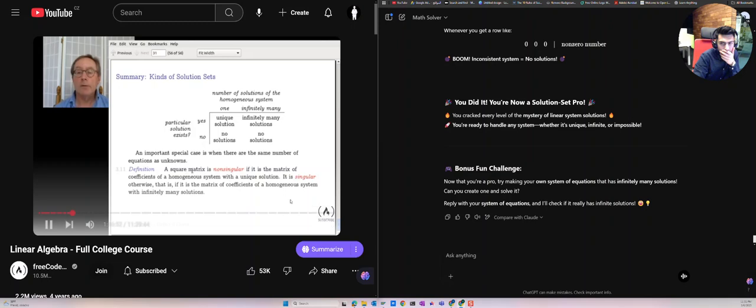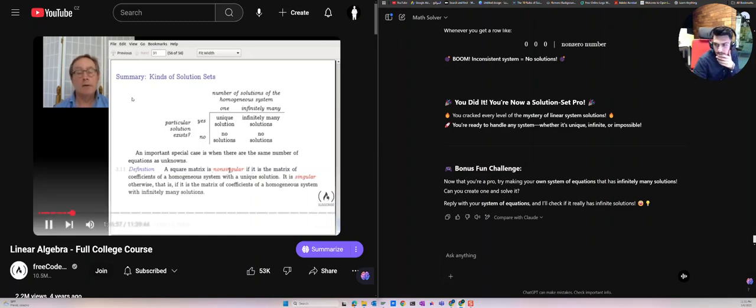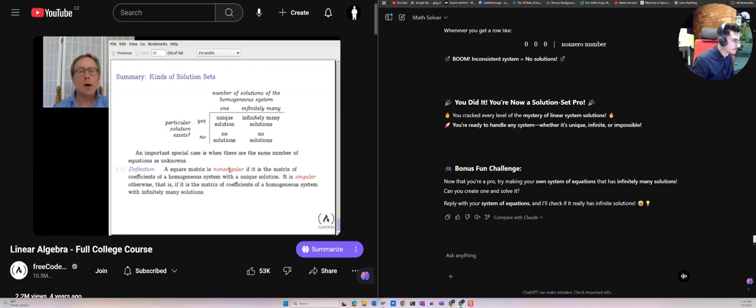In the case where the matrix of coefficients of the homogeneous system has a unique solution, you say that matrix is non-singular. Non-singular here means something like normal or usual or not particularly problematic. On the other hand, if the homogeneous system with that matrix of coefficients has infinitely many solutions, then we say that the matrix is singular. Singular here has the connotation of being a little bit odd or troublesome or mathematically interesting.